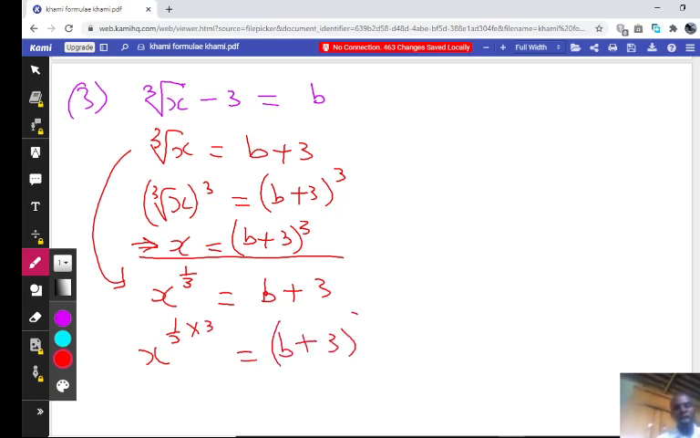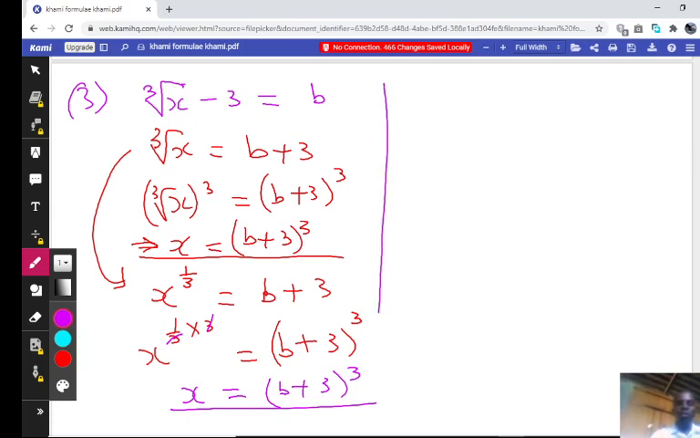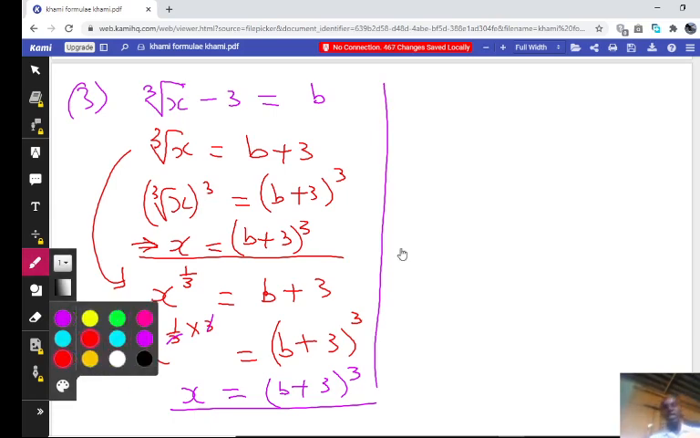What you have done on the left side, you also do on the right side. This is a 3, then this 3, they will cancel each other out. Then it will be x is equal to b plus 3 to the power 3. This will be your final answer. It is still the same, so you have to understand both ways, right? Let me do another example for the sake of understanding.